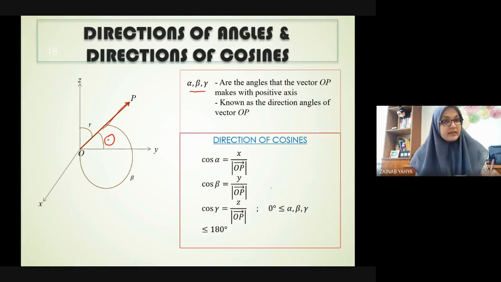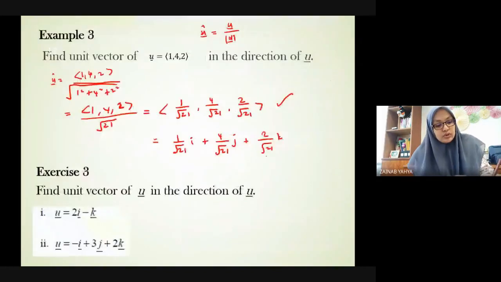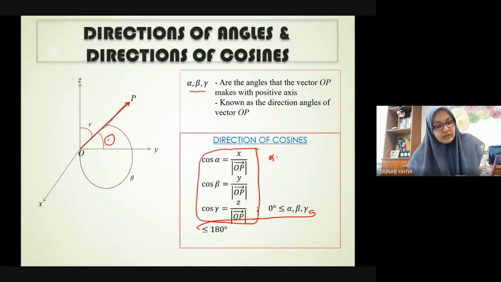So you just memorize this formula. Alpha, beta, and gamma should be from 0 to 180 degrees. We normally calculate in degrees. So the direction cosine is this one. For direction angles, the direction angle is alpha only, beta only, gamma only. We don't want the cos, so you will calculate like this.